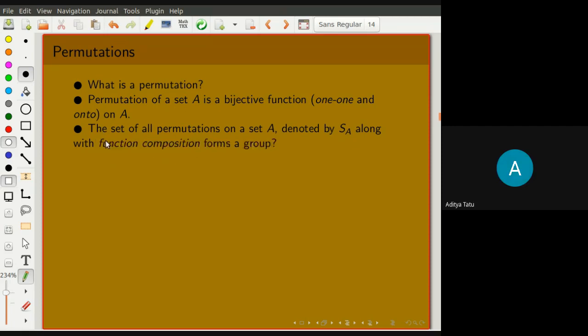So the question is: does the set of all permutations on a set A, denoted by S subscript A, together with function composition, form a group? How do we verify the truth of this statement?